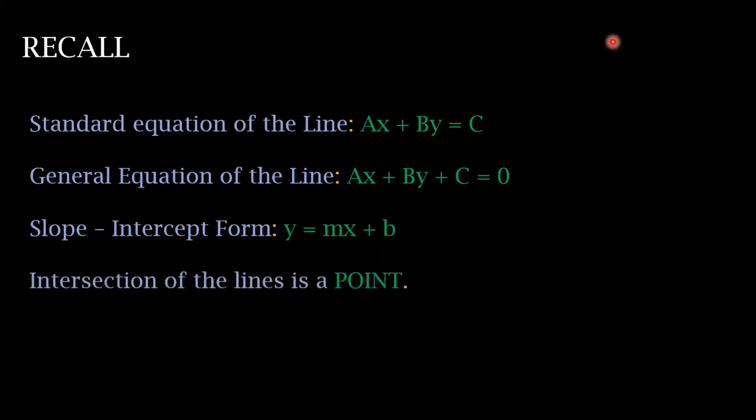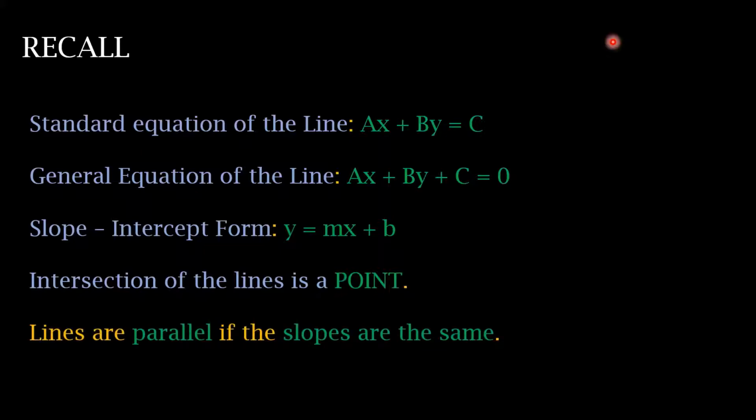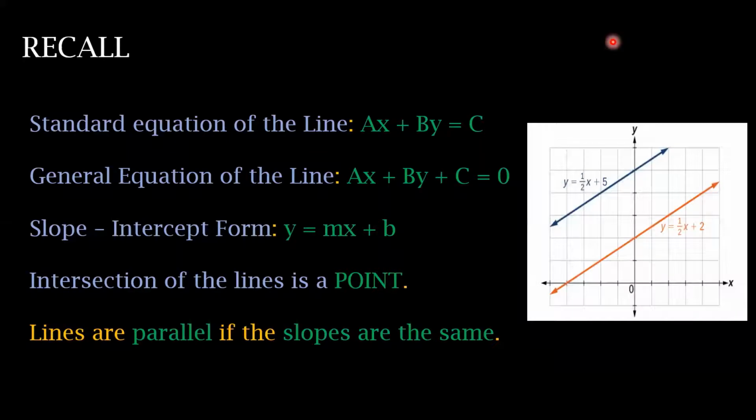The intersection of the lines is a point. Also, lines are parallel if the slopes are the same. Let's say, for example, on the right side, we have the lines y is equal to 1/2 x plus 5, and the other one is y equals 1/2 x plus 2. By slope-intercept form, the slopes of these lines are both 1/2. Notice their graph: we can graph parallel lines as shown on the right side.